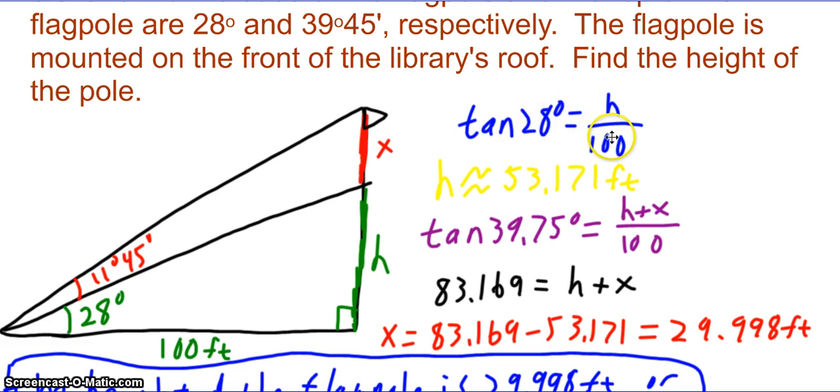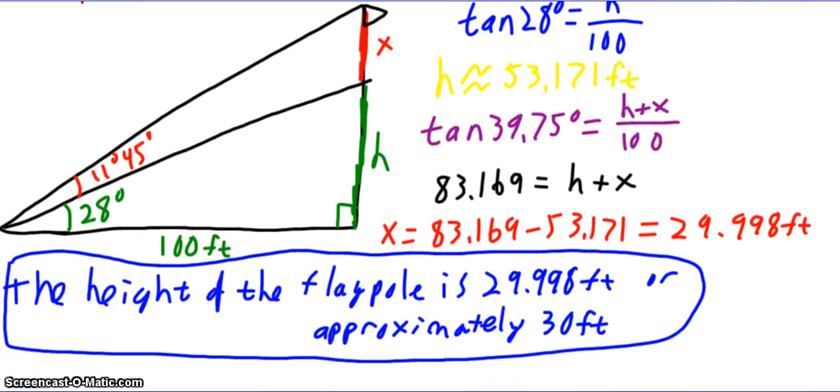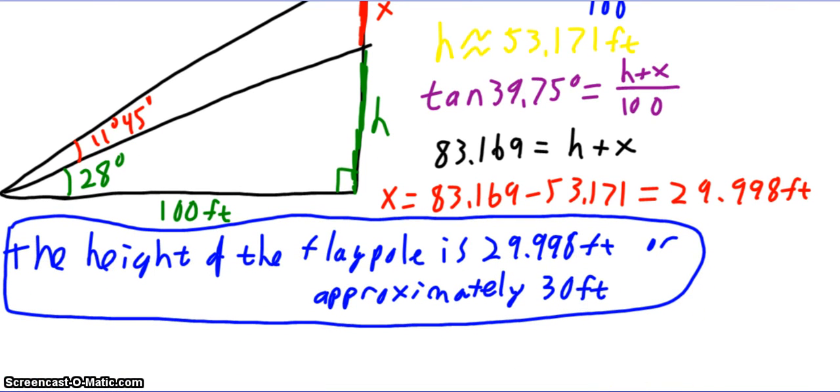I know the tangent of 28 degrees is h over 100, so if I use my calculator, making sure my calculator's in degrees, I get h is approximately 53.171 feet. Remember, always carry at least 3 decimal places with you, unless it's specified otherwise. Also, don't round until the very end. So then I have the tangent of 39.75 degrees is h plus x over 100, so h plus x is 83.169. So x is 83.169 minus 53.171, which is 29.998 feet. So then the height of the flagpole is 29.998 feet, or approximately 30 feet.